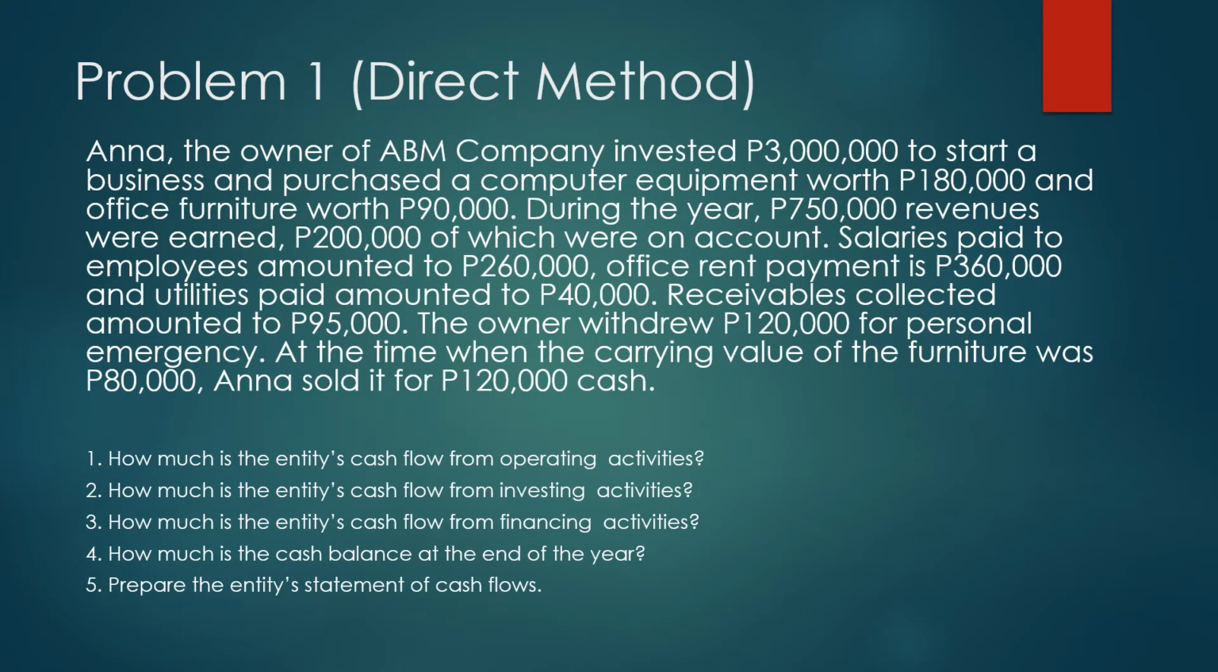Now, on to the problem. There are two methods in the statement of cash flow. First is the direct method. Second is the indirect method. The direct method is very easy. It's user-friendly. Why is it user-friendly? Because when you look at the statement of cash flow, you can immediately see that this company has a lot of cash because it has a lot of debt. Okay? Because it reflects that there is a lot of money because of financing activities.